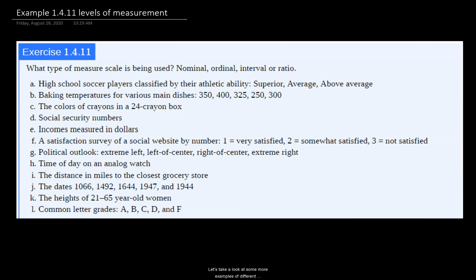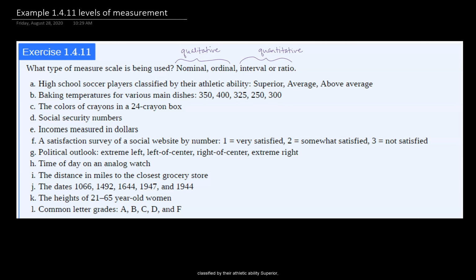Let's take a look at some more examples of different levels of measurement. And just a reminder, nominal, ordinal, interval, and ratio are our levels. Generally speaking, nominal and ordinal work with qualitative or categorical data, and interval or ratio are generally for quantitative data.